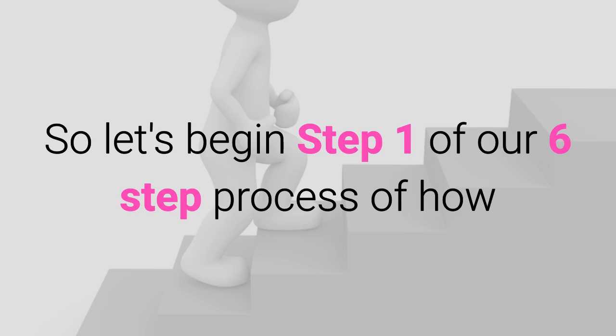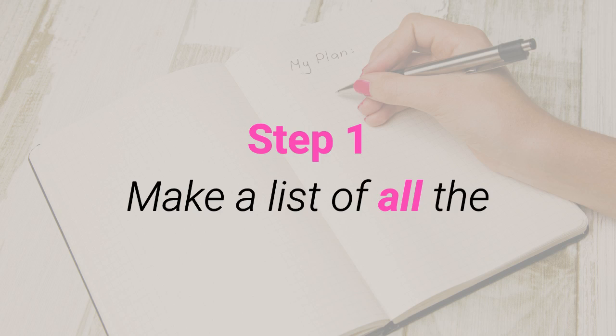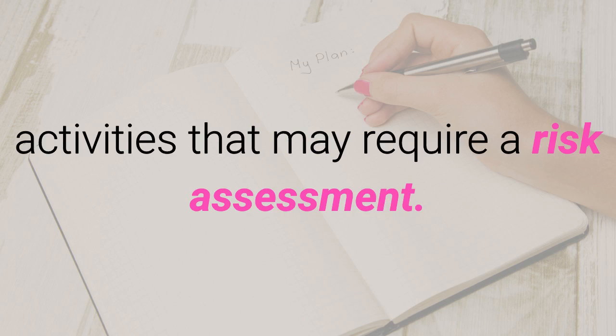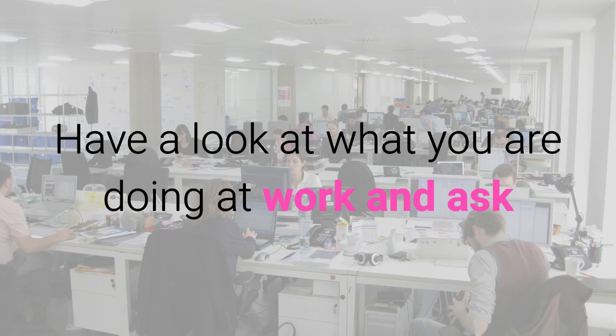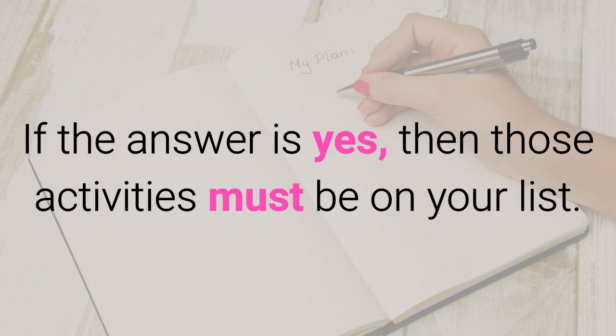So let's begin step 1 of our 6-step process of how to carry out a risk assessment. Step 1. Make a list of all the activities that may require a risk assessment. Have a look at what you are doing at work and ask, can any of these activities cause harm if something went wrong? If the answer is yes, then those activities must be on your list.